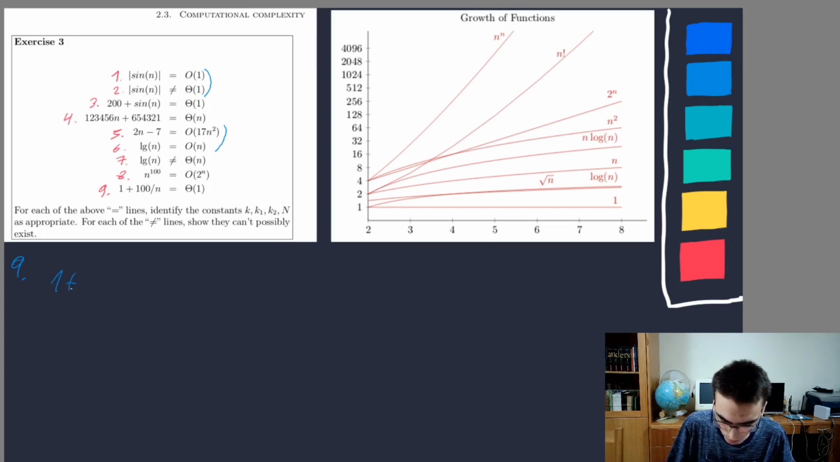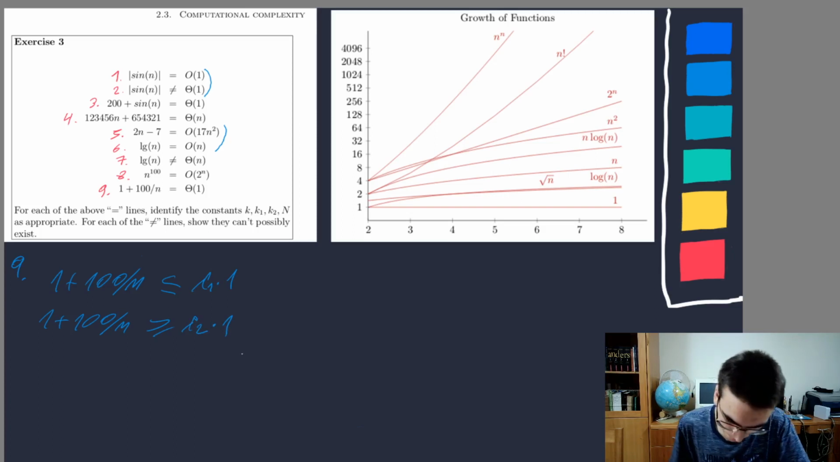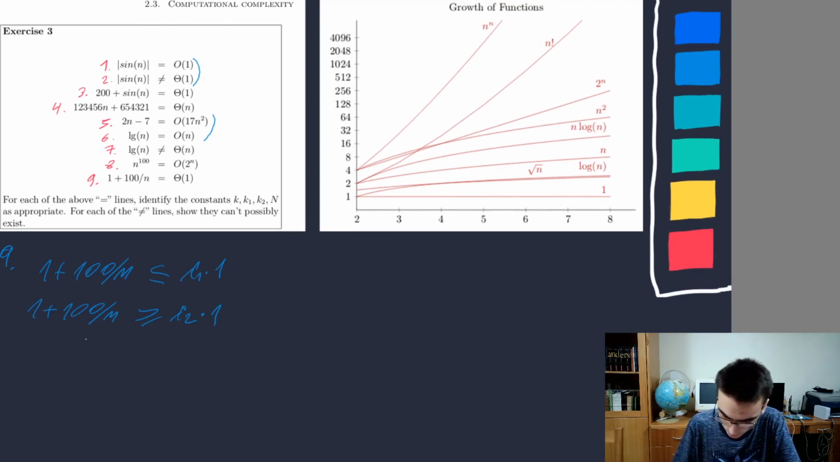You have to show that 1 plus 100/n is going to be smaller than C1 times 1, and that 1 plus 100/n is going to be greater than C2 times 1. Well, for this one, you can go with the dominance relation and do the limits and things like this, but you can also do the same thing we did at the very beginning of this video, which was to manipulate an equation in inequality.